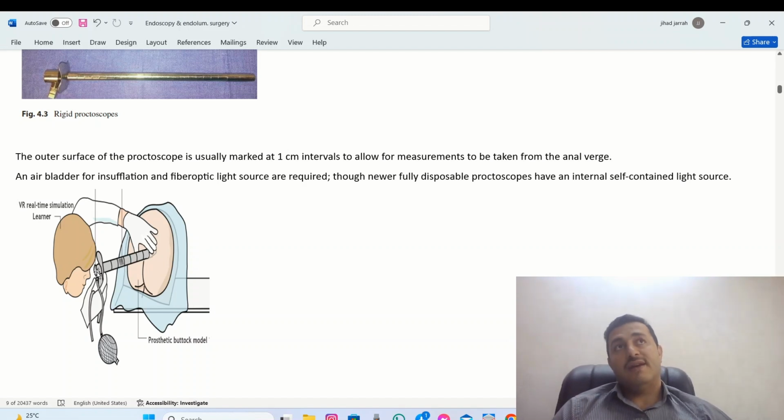Actually, we have an obturator like the endoscope, and we have the air bladder. This will insufflate air in the beginning of the procedure, and we have a light source. Of course, we also have a disposable type of proctoscope. The proctoscope is usually marked at 1 centimeter intervals, so the distance of any lesion can be determined from the anal verge.